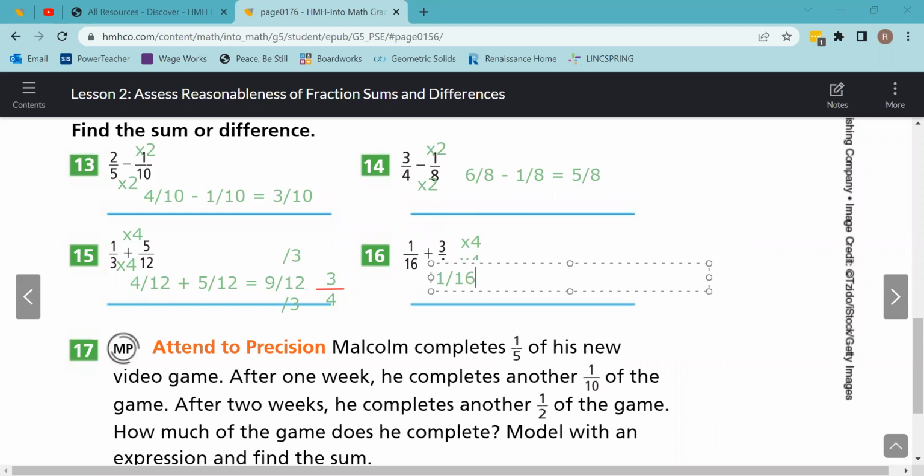Anyway, we've got 1/16 plus 12/16, put it all together, and we get 13/16. Let's see, 13 is prime. We can't simplify that anymore. 16 you can divide by 8, 2, or 4, but not the 13, so that's it.